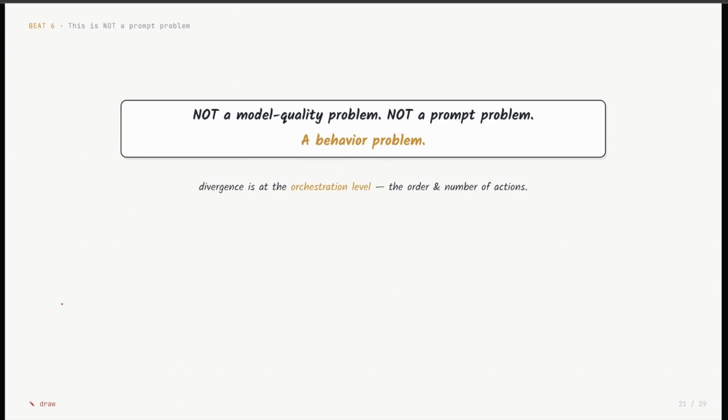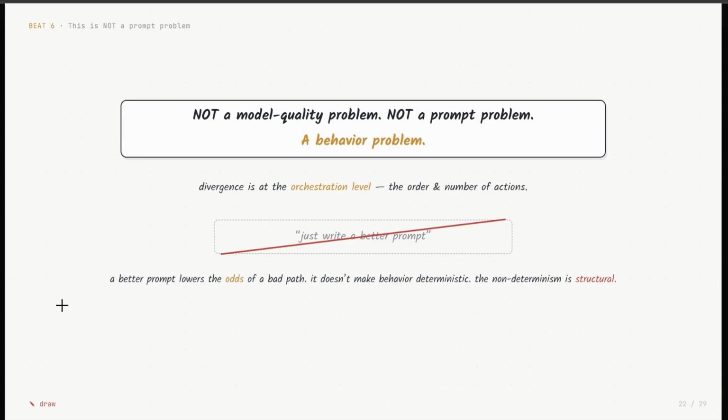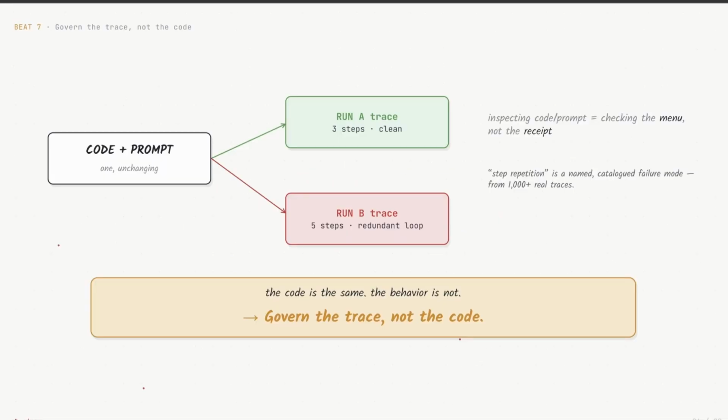The order and number of actions the agent takes does not depend on how smart the model is or how clean your wording was. So "just write a better prompt" is the wrong lesson. A better prompt lowers the odds of a bad path. It doesn't make the behavior deterministic. The non-determinism is structural, built into how the worker operates. The general lesson to learn from here is that you govern the trace, not the code. As we can see, if you change the code or the prompt, you don't really gain any insight into the orchestration level of your agent. So you need to actually examine the actions taken by that agent.